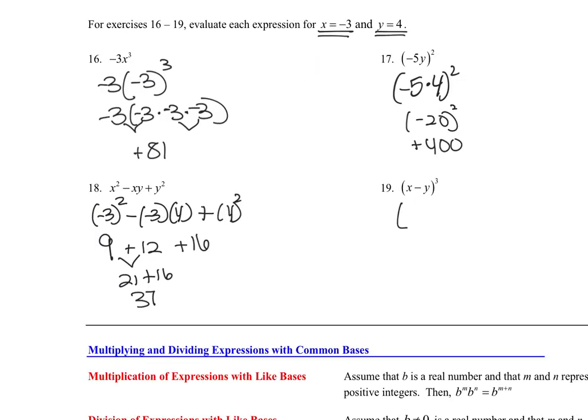And lastly, I have negative 3 minus 4 cubed. So that makes a negative 7 cubed. So I know the answer is going to be negative because you will have 3 negatives. Remember, negative 7 times negative 7 times negative 7. And 7 to the 3rd is going to be 343.